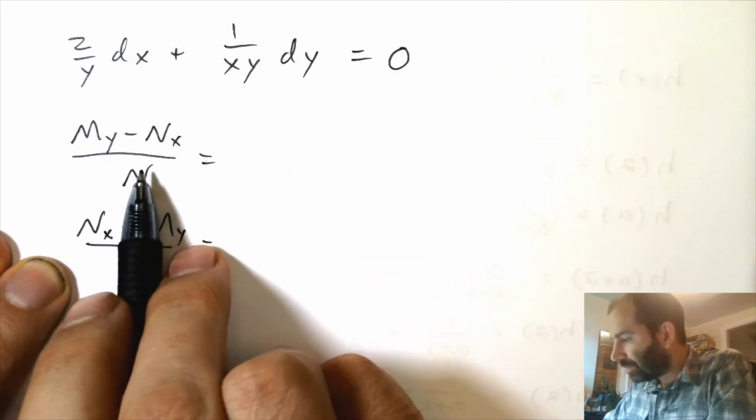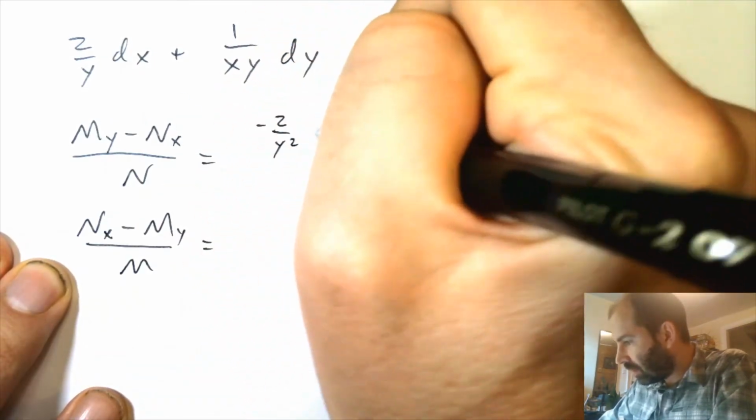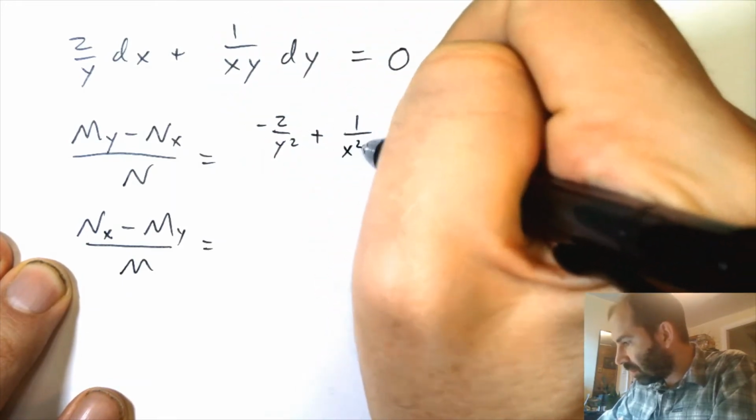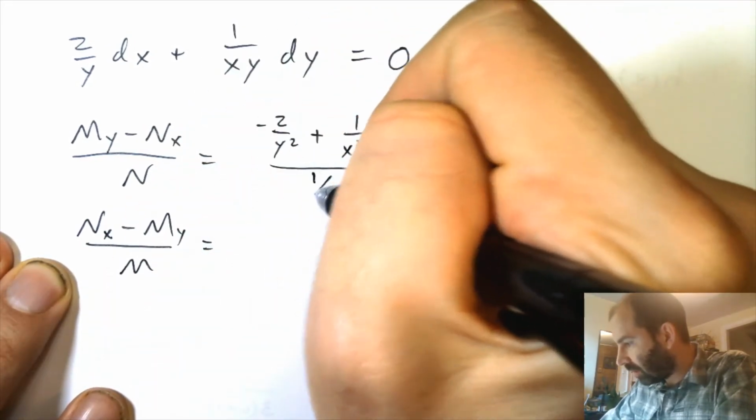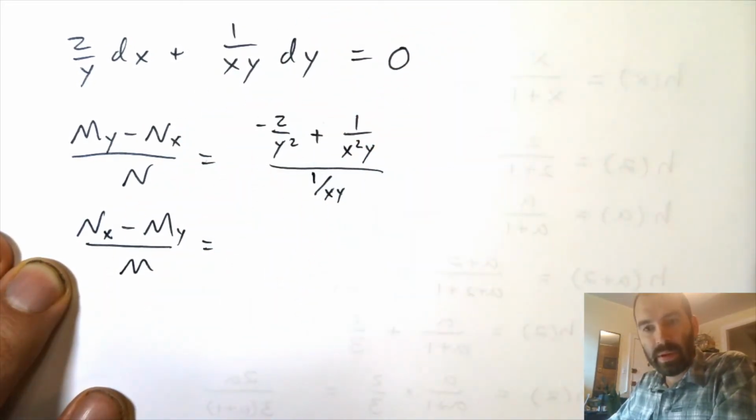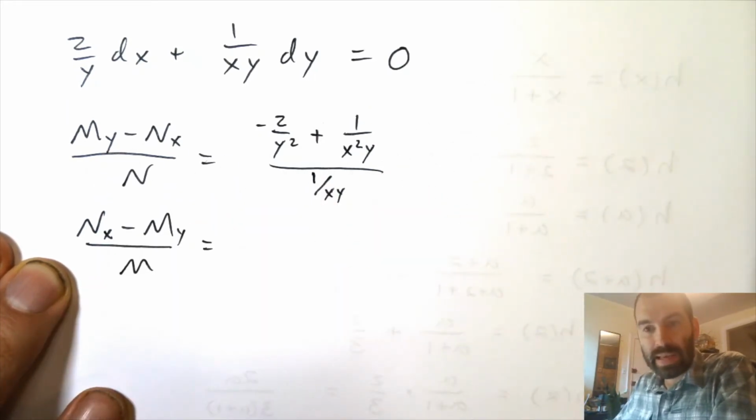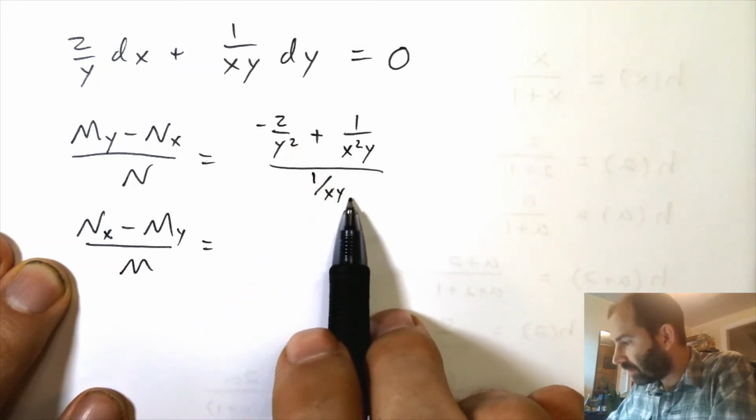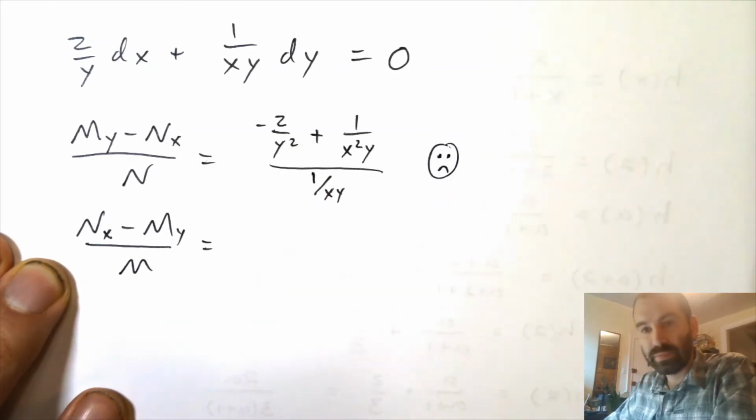So let's see, M_y, that's this thing, the derivative with respect to y, minus the derivative of this with respect to x, divided by N, 1 over xy. Now, we need this to be independent of y. Is it going to be? Well, I can tell it's not going to work out because of this y squared over here. There's no way that this stuff is going to cancel out a y squared. So that's not going to work. Oh well. So what do we do?